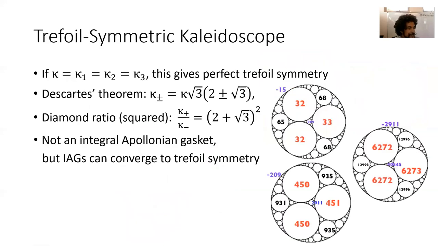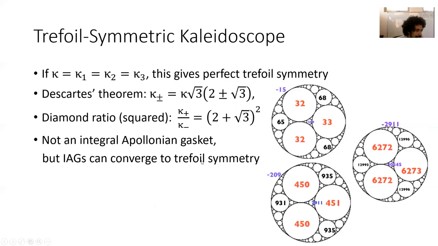As I was saying, to get the exact symmetry, we would need an irrational number. It wouldn't be an integral Apollonian gasket. We can see this by actually solving for Descartes' theorem. So if we take kappa 1 equals kappa 2 equals kappa 3 and call it kappa, this is going to be a perfect trefoil symmetry. It's going to be a threefold symmetry at least.